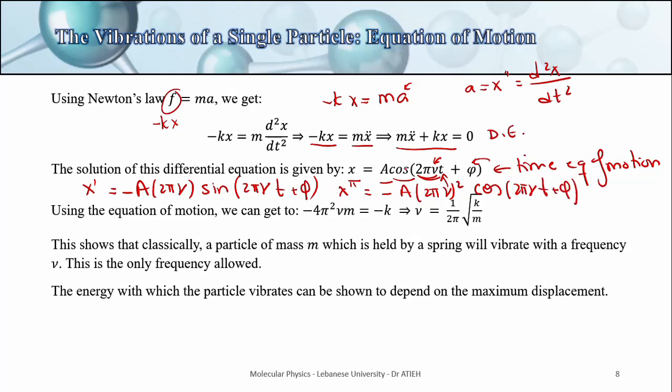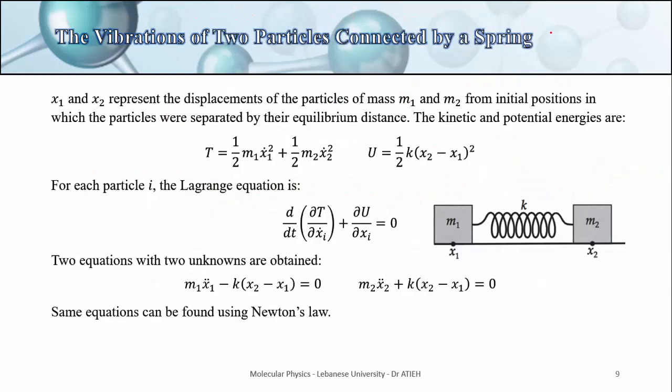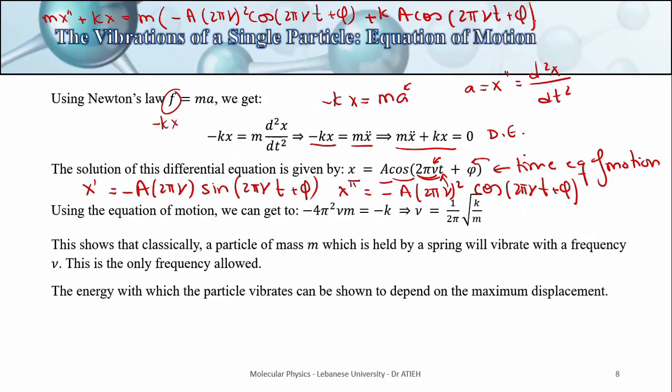If I insert x double prime in the differential equation, I will write here up, so x double prime plus kx is equal to, let's substitute for x double prime, a 2 pi nu squared cosine 2 pi nu t plus phi, plus k, whereas x is equal to a cosine 2 pi nu t plus phi, equal to 0. So this equation is always true for all values of t.